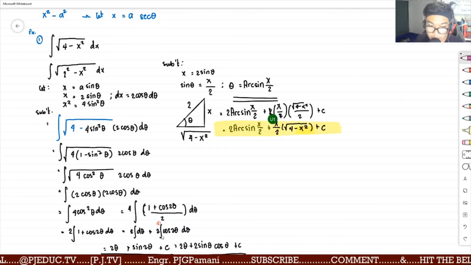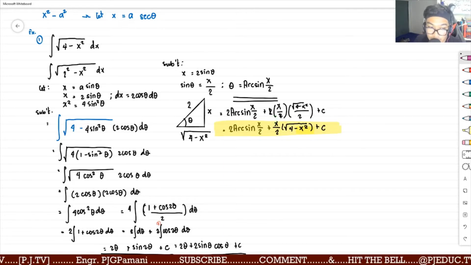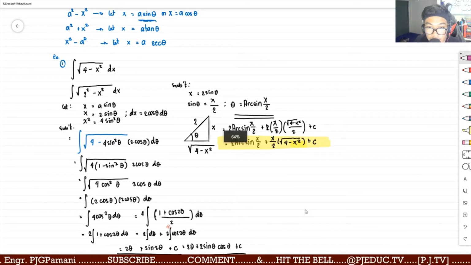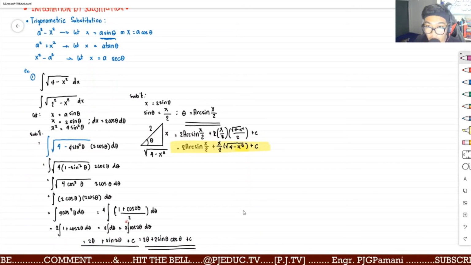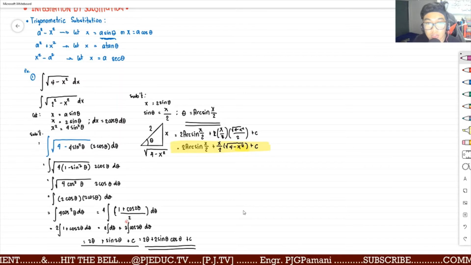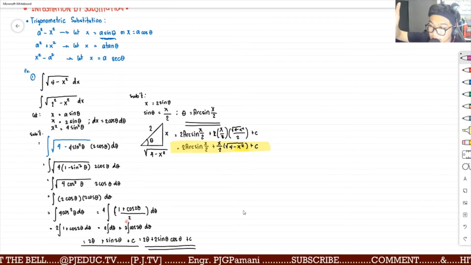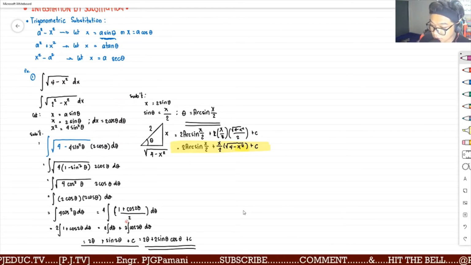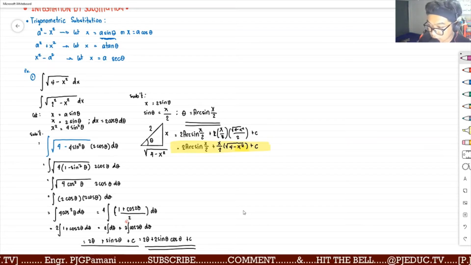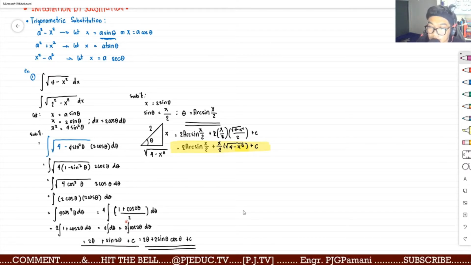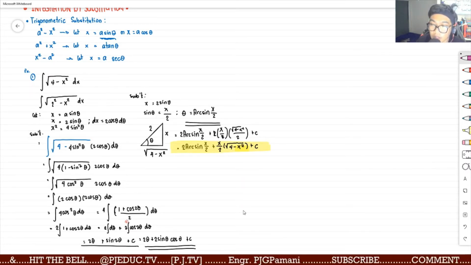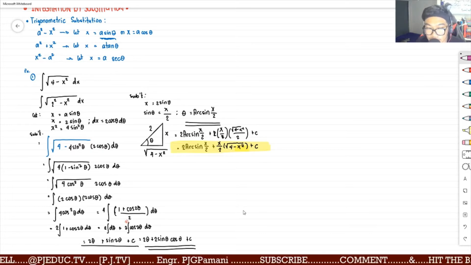Gets po yan? Hello? Ko ba yan? Anybody? Yes, sir. Sir, tanong lang po. Dun sa baba, sir, yung sin 2 theta. Bakit po naging sin theta cosine theta, sir? Identities mo, tay. Ay, okay, sir. Thank you.